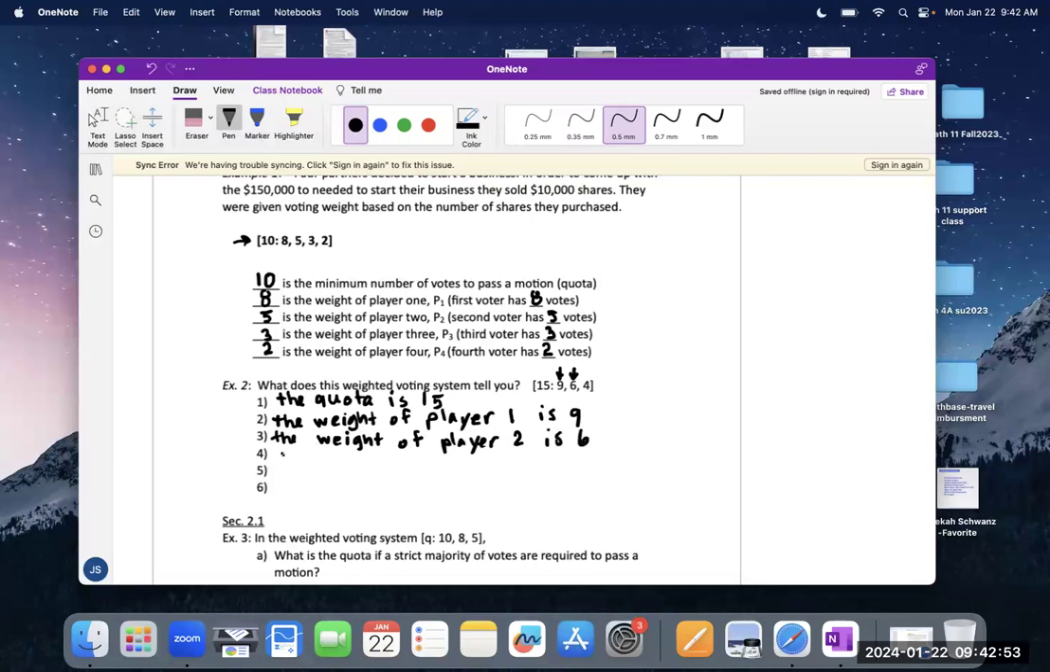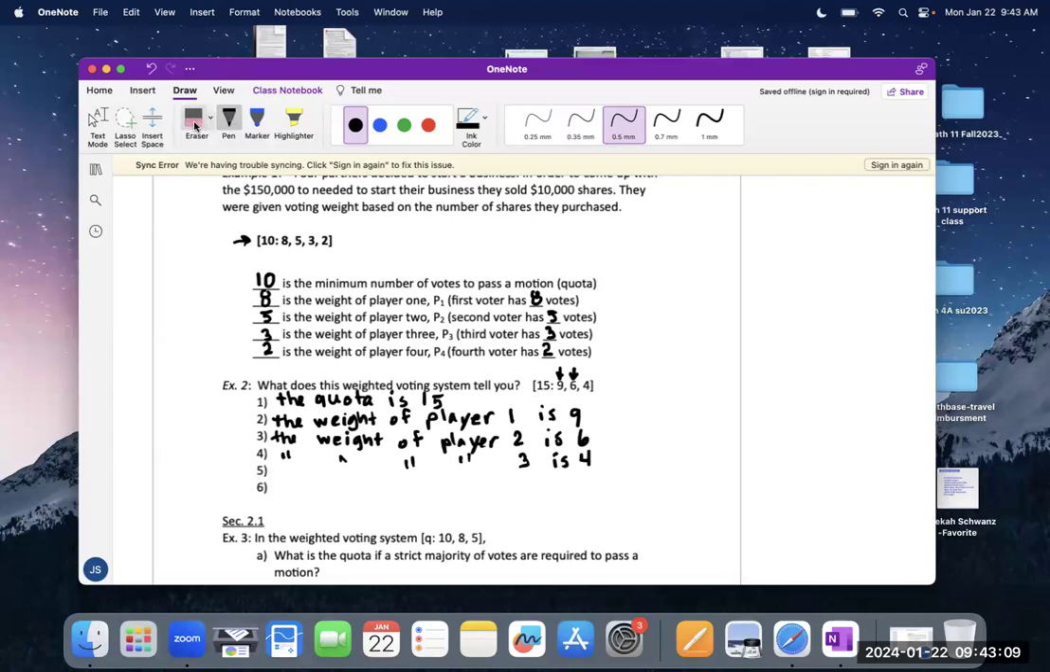And then I'm just putting quotation marks here, the same as above. The weight of player 3 is 4. Then what else does it tell us?